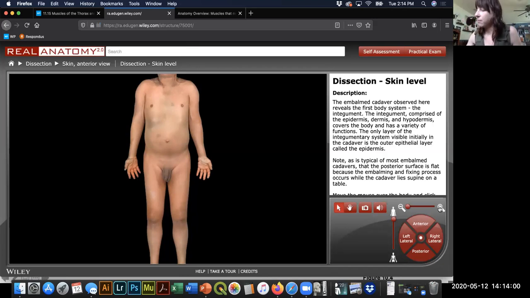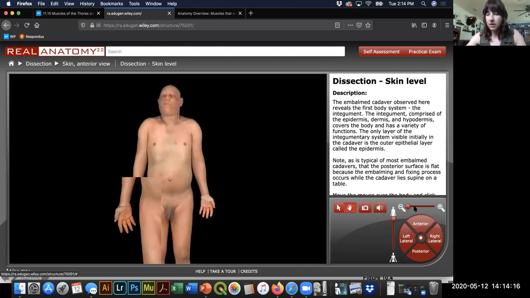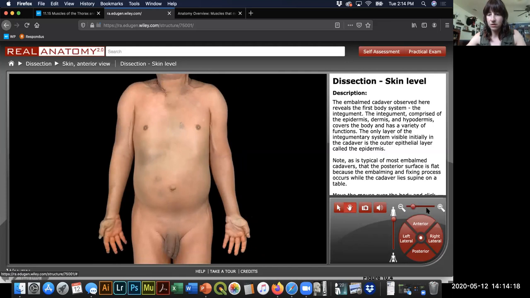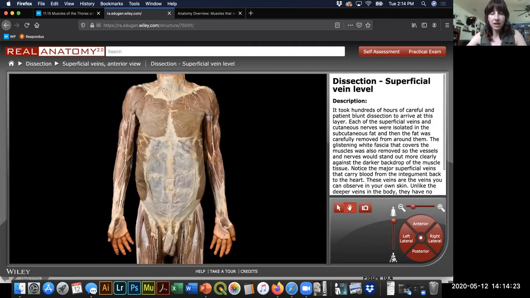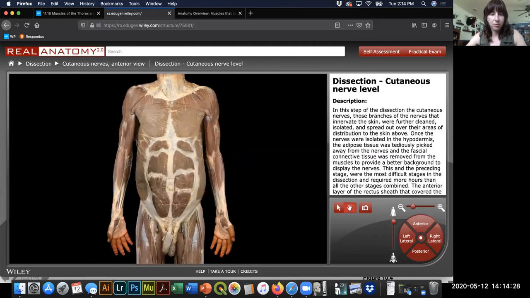I guess that's kind of synonymous to muscles of the shoulder, right? So we're going to start talking about the muscles of our extremities, of our appendages now. Let me just get a view of this dude's arms. We'll dissect away the skin, the subcutaneous layer, and then we'll dissect away all those blood vessels and nerves that are blocking some of these muscles from view.